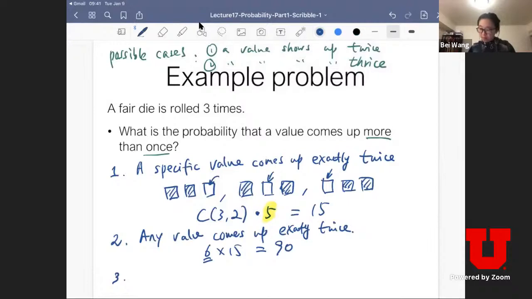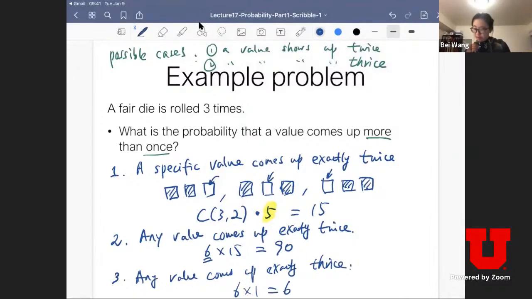And now the third step is any value that comes up exactly 3 times. So there are 6 possible values. Let's say 1 appears 3 times, 2 appears 3 times, 3 appears 3 times, and so on. So in total, I have 6 numbers that appear 3 times.